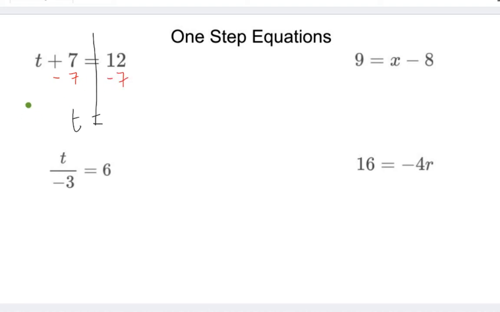So the additive identity says that since 7 minus 7 is 0 and t plus 0 is just t, then we've already solved for it. So 12 minus 7 is 5.